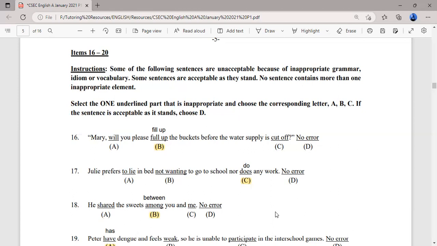Number 17. Julie prefers to lie in bed, not wanting to go to school, nor does any work. Obviously, we know that C, does, is the inappropriate option. It should be Julie prefers to lie in bed, not wanting to go to school, nor do any work.